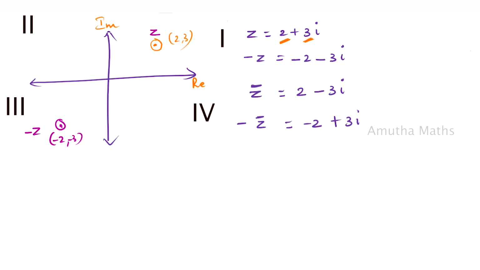Right. So where will be z bar? Z bar will be 2 comma minus 3, somewhere here. So this is z bar. Then minus z bar, the point is minus 2 comma plus 3, which will be somewhere here. So this is minus z bar. Okay. Now you join, this is the origin. You join OZ. Okay.